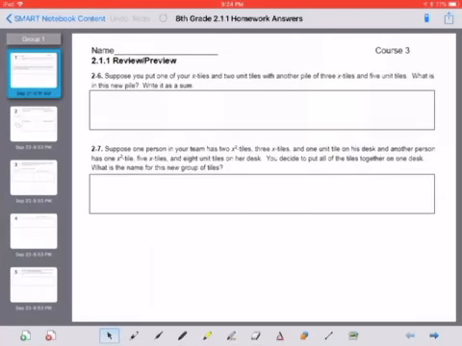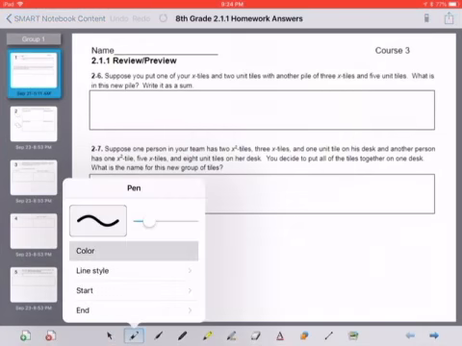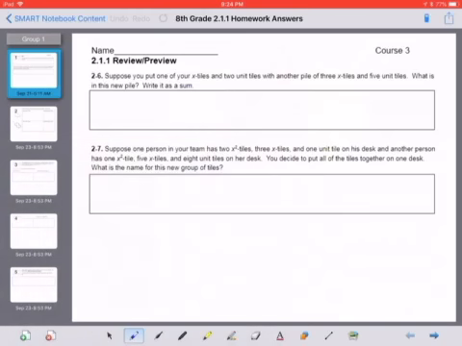Here are the homework answers for the 2-on-1 review preview. Problem number 2-6 said, suppose you put one of your X tiles and 2 unit tiles with another pile of 3 X tiles and 5 unit tiles. So to do this problem, what I thought about doing is I wrote out expressions for each one because it says, what is the sum in this new pile?